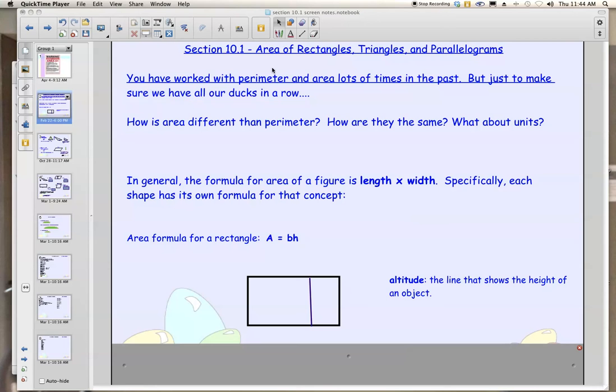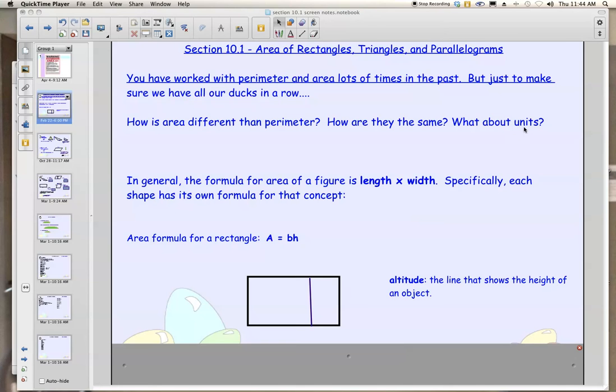Perimeter, remember that perimeter is the distance around an object, while area is the amount of space covered by the inside of the object. So how is area different from perimeter? That would be how. Perimeter just goes around the outside. It has nothing to do with the inside. And area just deals with the inside. How are they the same? They both have to do with measurements of the same object.